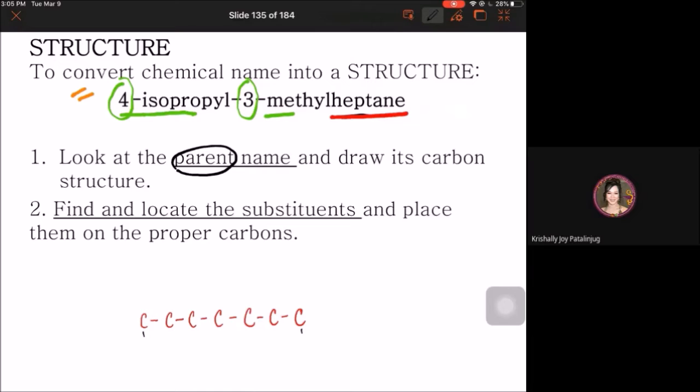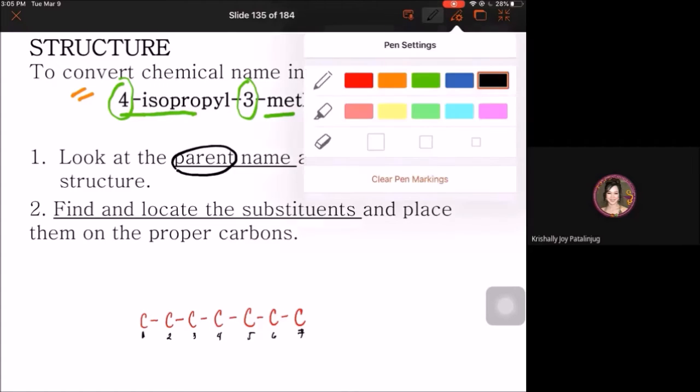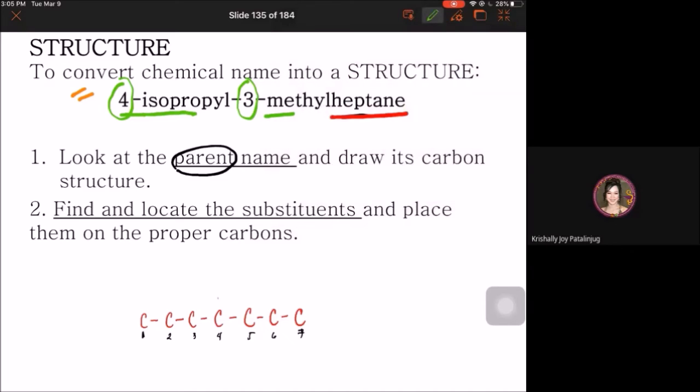Okay? So, let's say ito yung carbon 1, 2, 3, 4, 5, 6, and 7. Sa carbon 4, ito, carbon 4, there is an isopropyl. Diba? And isopropyl looks like this.